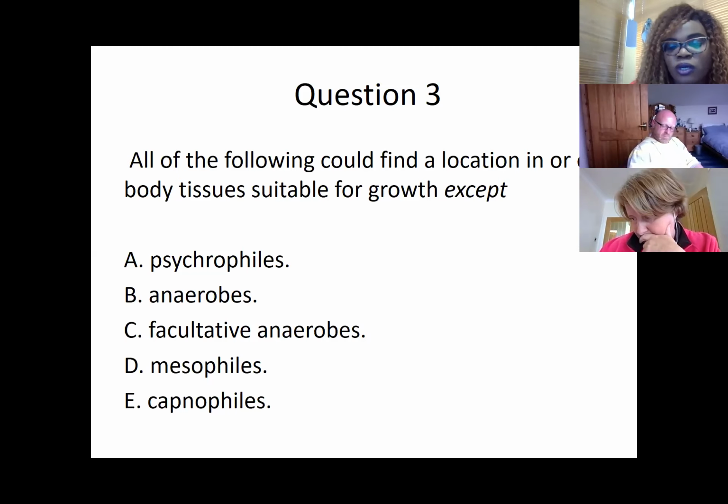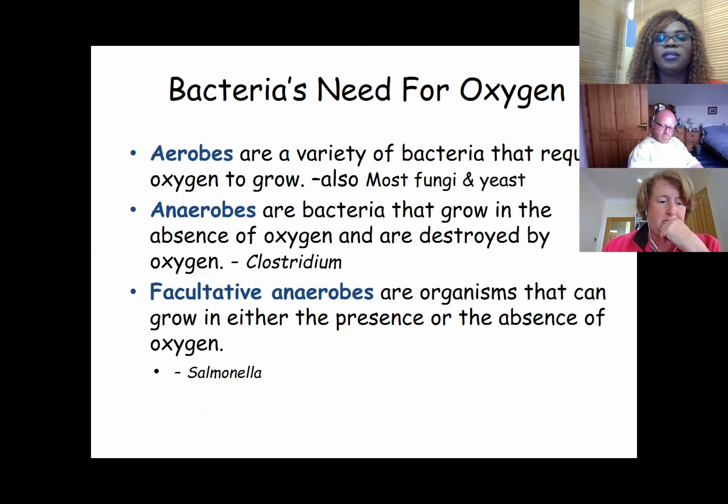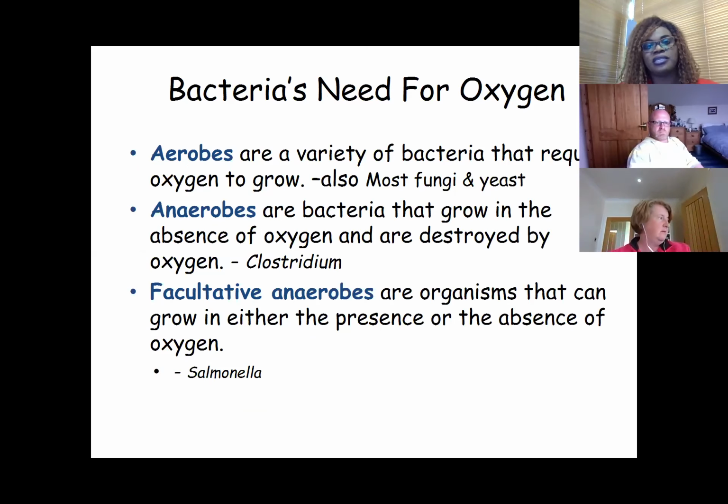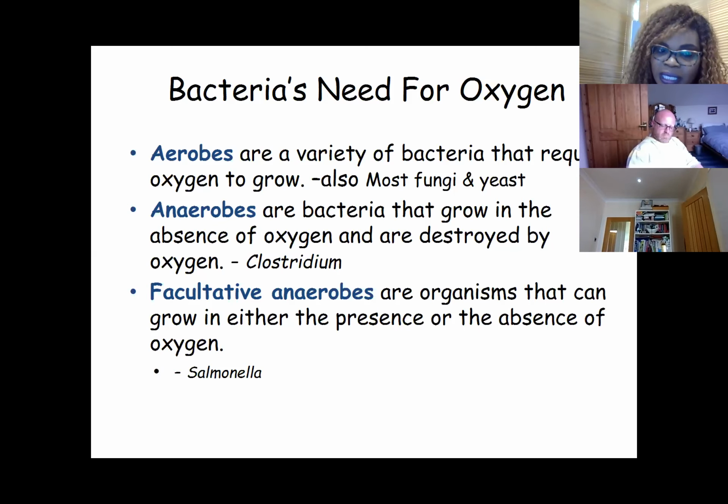Now, one other thing that microorganisms require for growth, which we talked about, is oxygen. So bacteria need oxygen. You have aerobes. These are a variety of bacteria that require oxygen to grow. Most fungi and yeast are also aerobic organisms. Then we have anaerobes. These are bacteria that grow in the absence of oxygen and are destroyed by oxygen, like Clostridium.